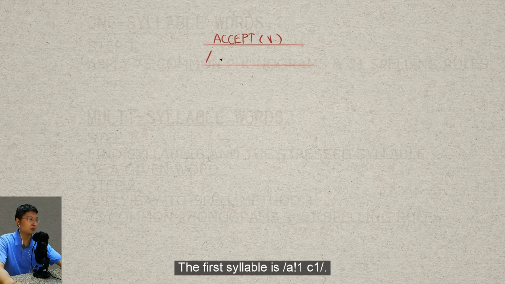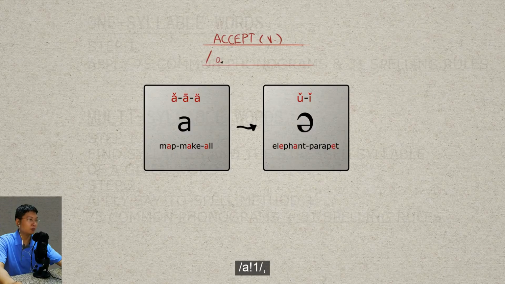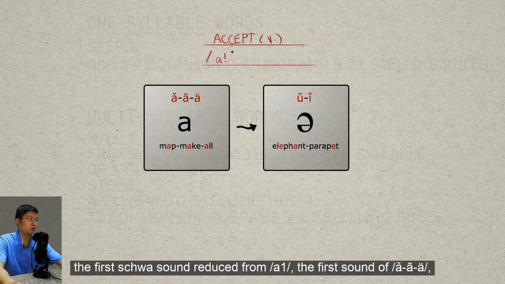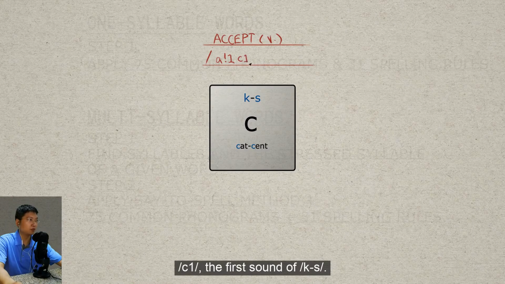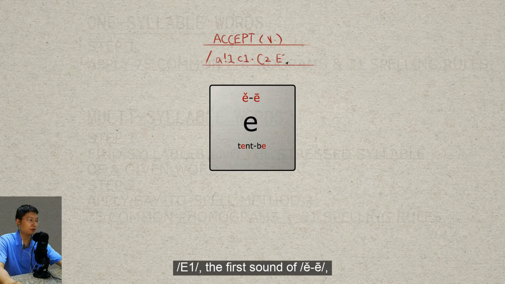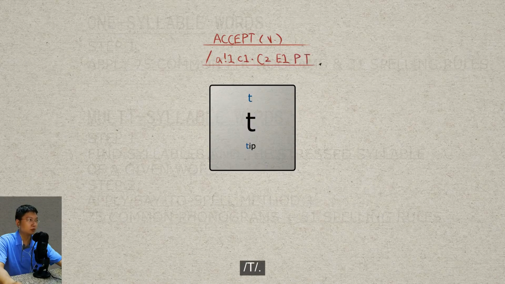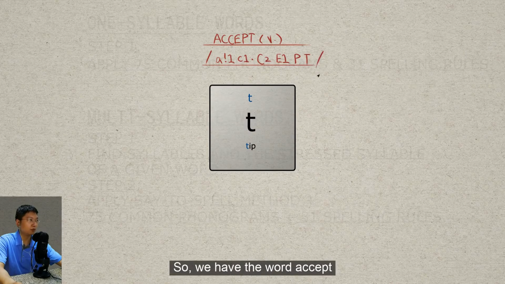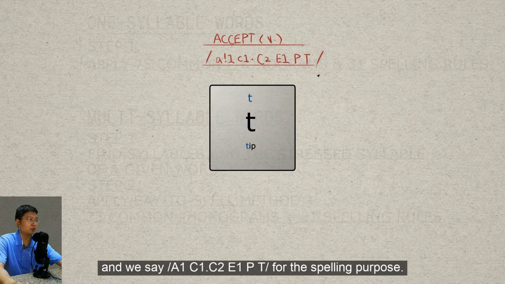The first syllable is ak, the first schwa sound reduced from a, the first sound of a-a-r, k, the first sound of ks. The second syllable is sept, s, the second sound of ks, a, the first sound of a-e, p, t. So we have the word accept, and we say accept for the spelling purpose.